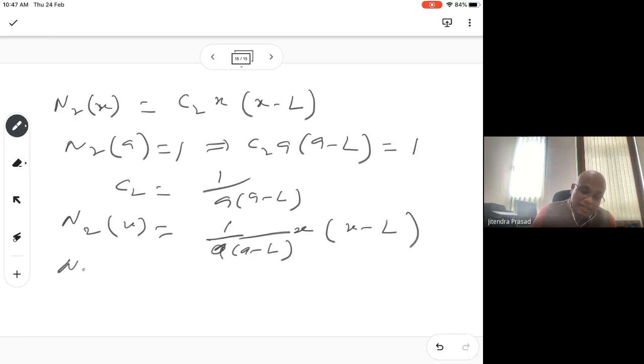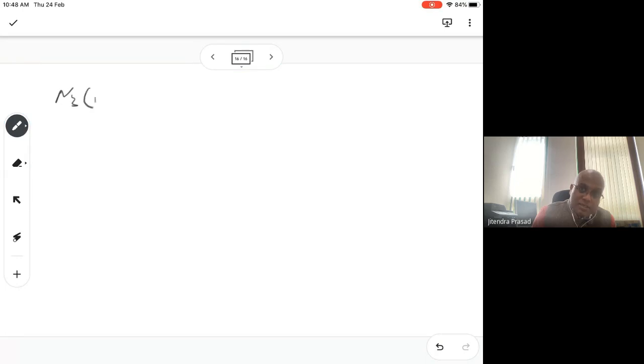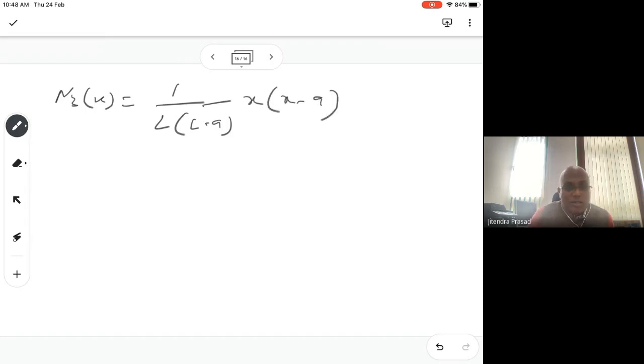Right? Similarly, N3(x) is equal to C3, then you have x, right? (x minus A). And accordingly, N3(L) is equal to 1, equal to C3 L (L minus A). That makes C3 equal to 1 over L(L minus A). And N3(x) is given by 1 over L(L minus A), then you have x (x minus A). So you got all the three.